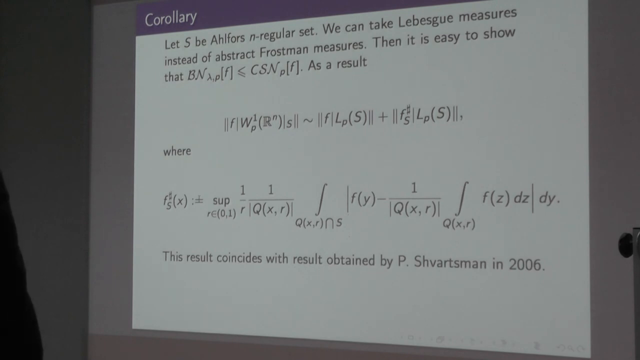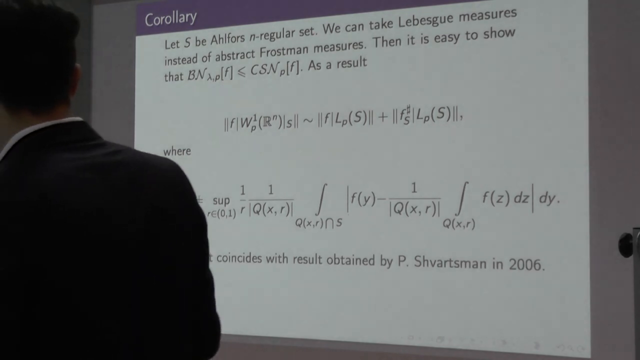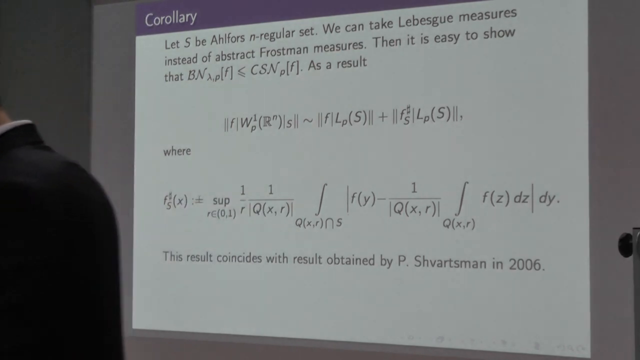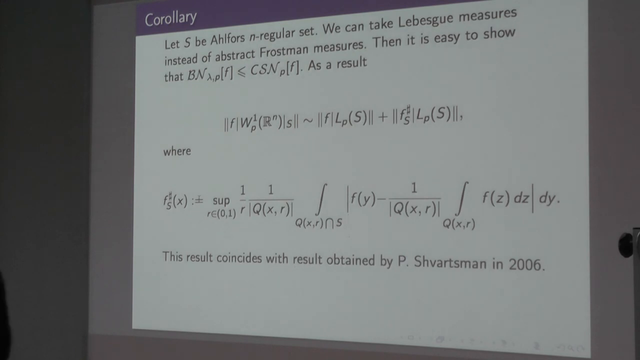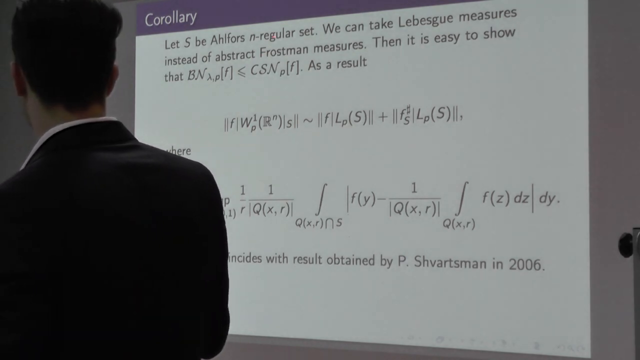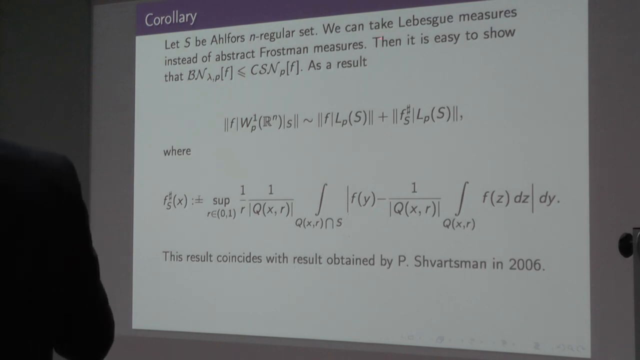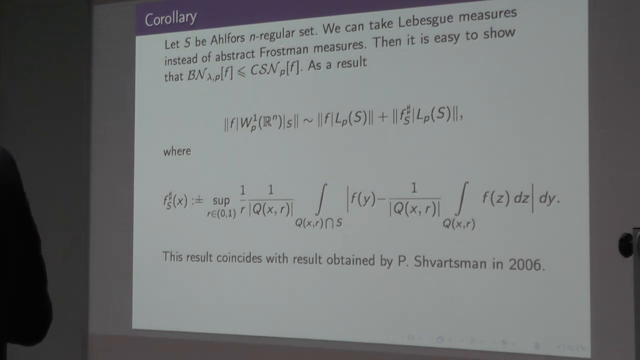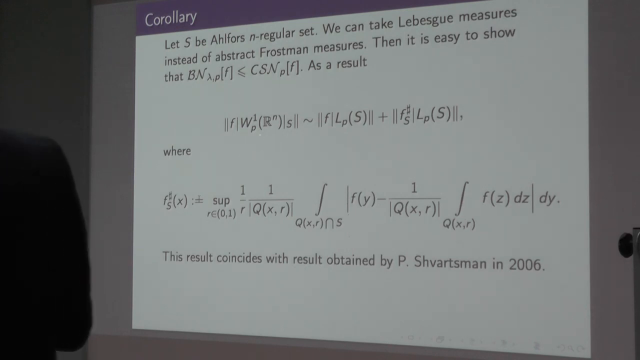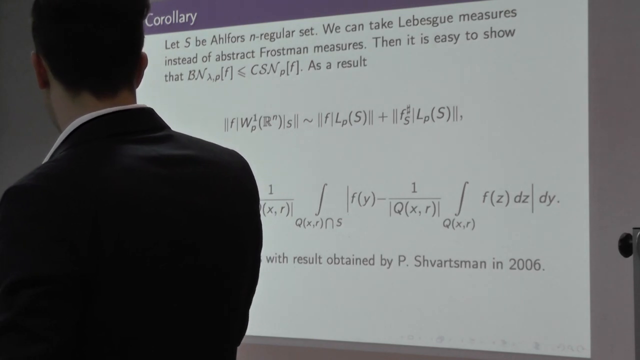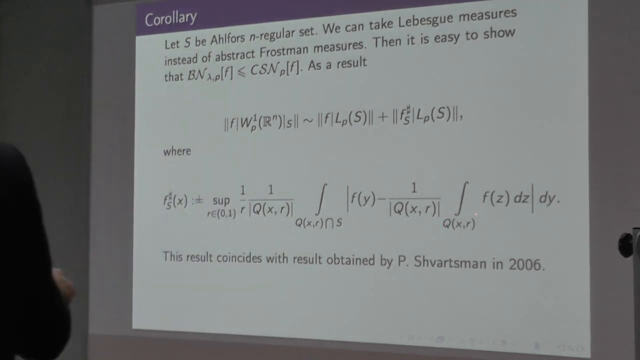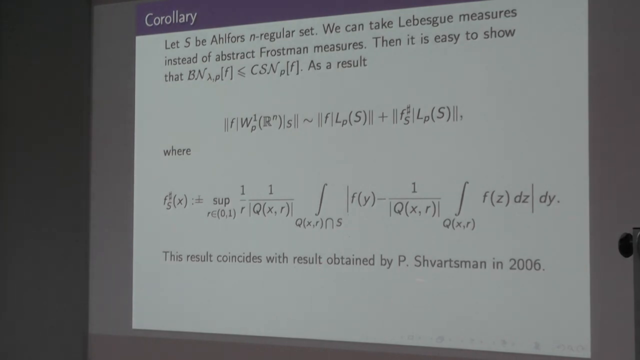And as a particular case, let us consider an Ahlfors regular set. In this case, because our constant of equivalence does not depend on the choice of Frostman measures, if our set is Ahlfors regular, we can take the usual Lebesgue measure instead of an abstract Frostman measure. In this case, it's not difficult to show that the Besov-type norm can be estimated from above by the Sobolev-type norm. And so we have the following result. And here, f sharp is the usual sharp maximal function. And this result coincides with the result obtained by Shvartsman 10 years ago. But in fact, this result was obtained in his PhD, but published recently.